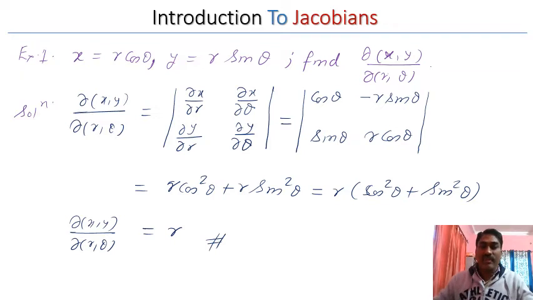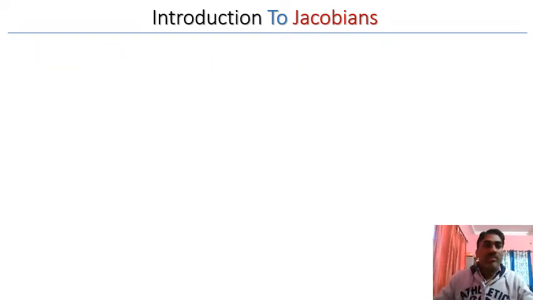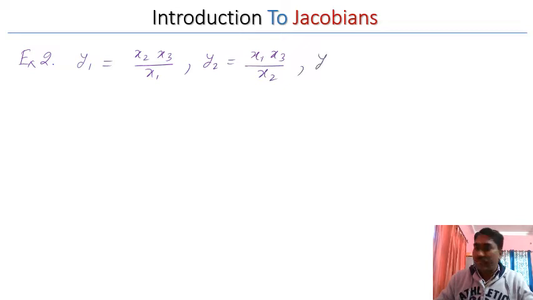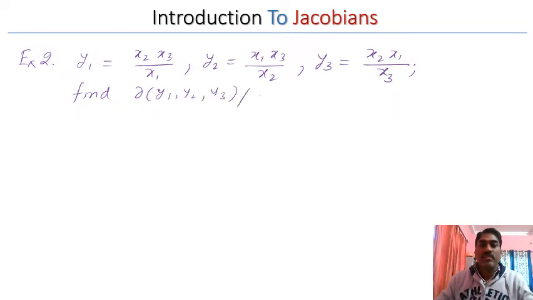Now we will take another example. Let y1 is equal to x2 x3 by x1, y2 is equal to x3 x1 by x2, and y3 is equal to x1 x2 by x3. So find the Jacobian of y1, y2, y3 with respect to x1, x2, x3.